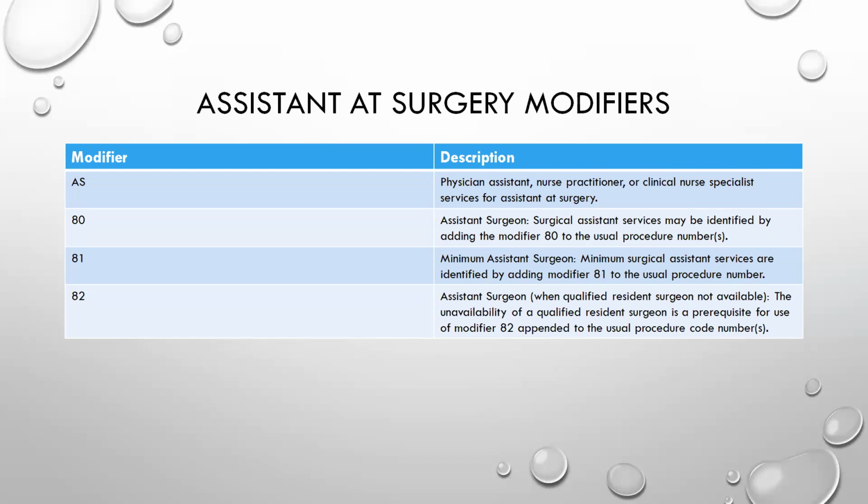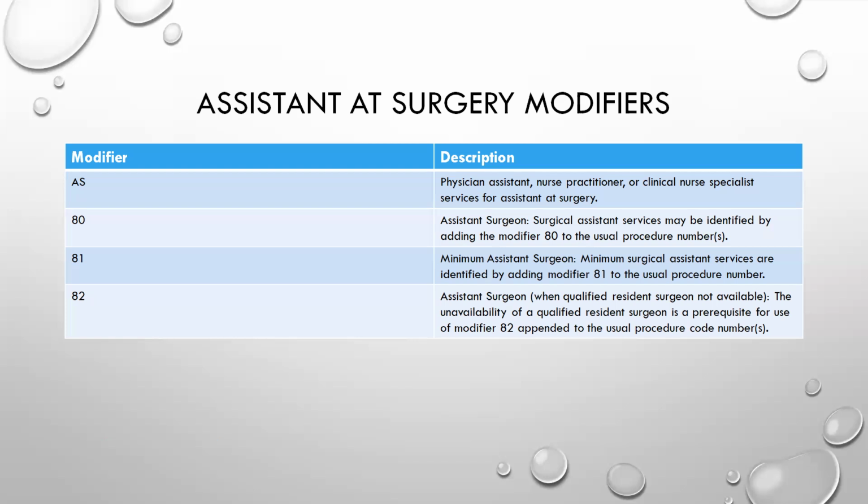Your modifier 81 is a minimum assistant surgeon, basically stating that it only needed a small amount of assistance, not throughout the complete procedure. Now, you're not going to see this used very often, at least I don't. The AS for the mid-level and the 80 for the other MD are going to be the two most common that you're going to see. But remember, the documentation must support it.